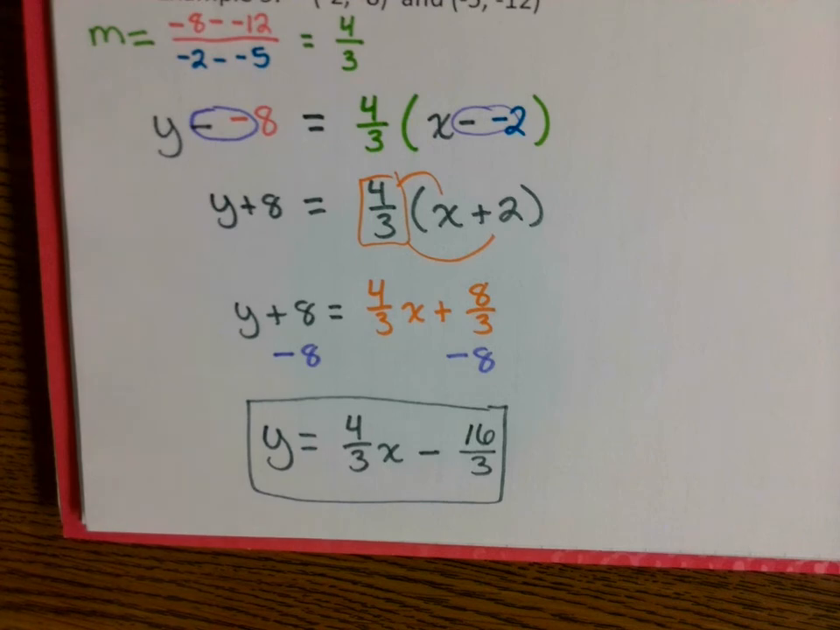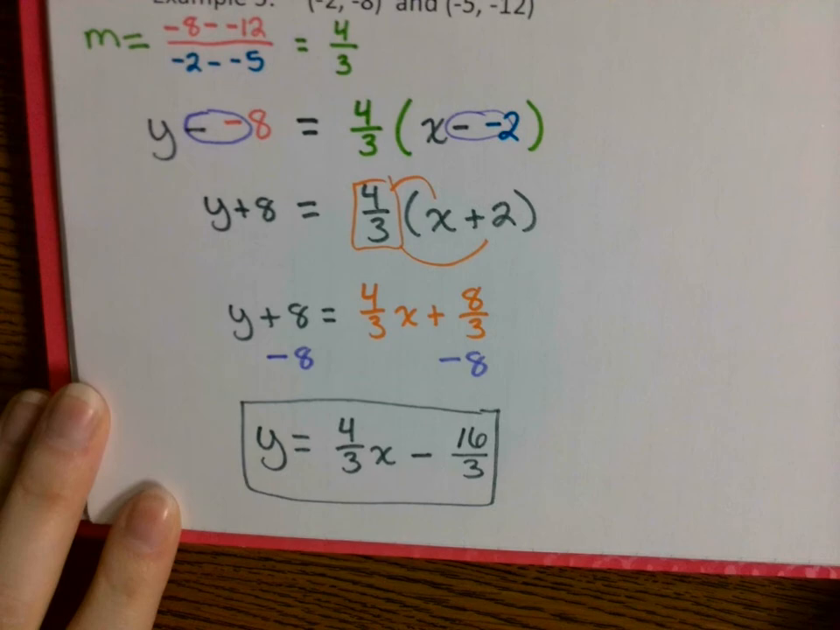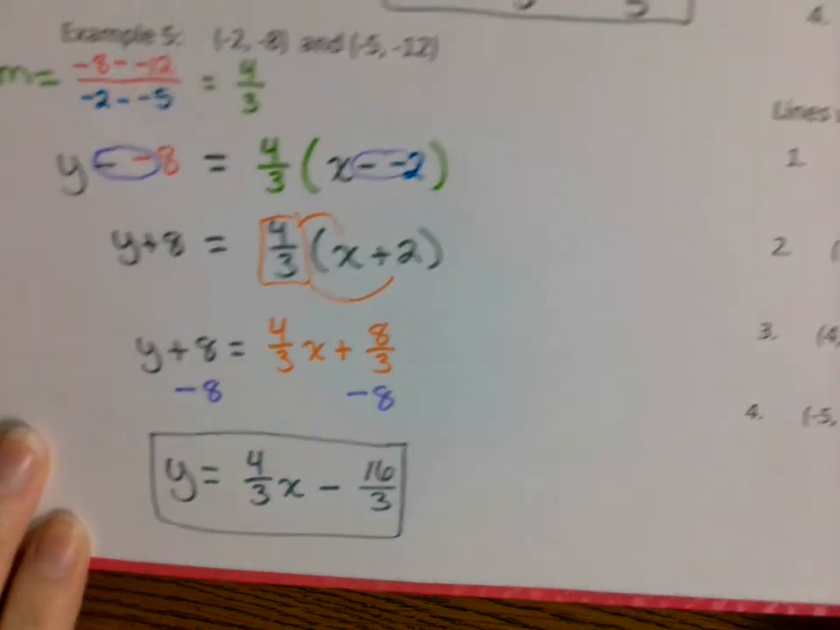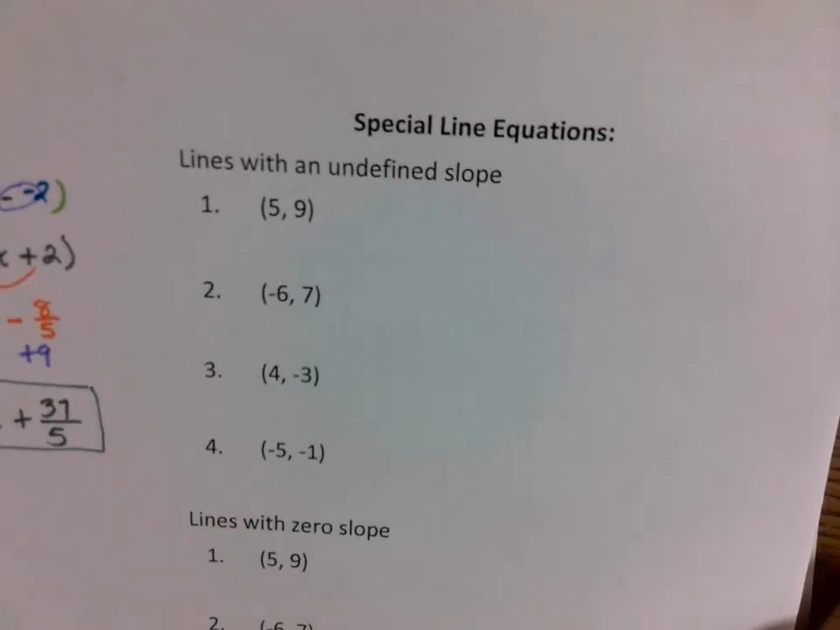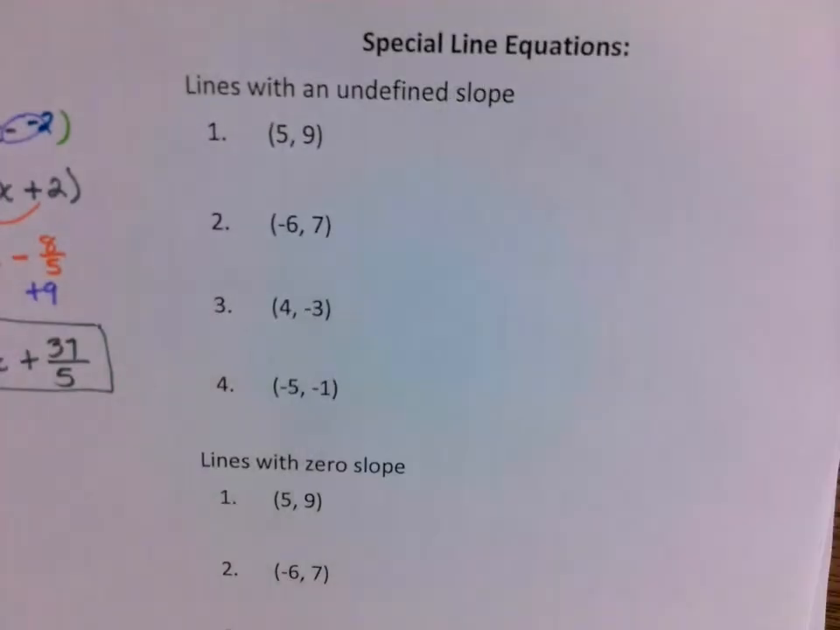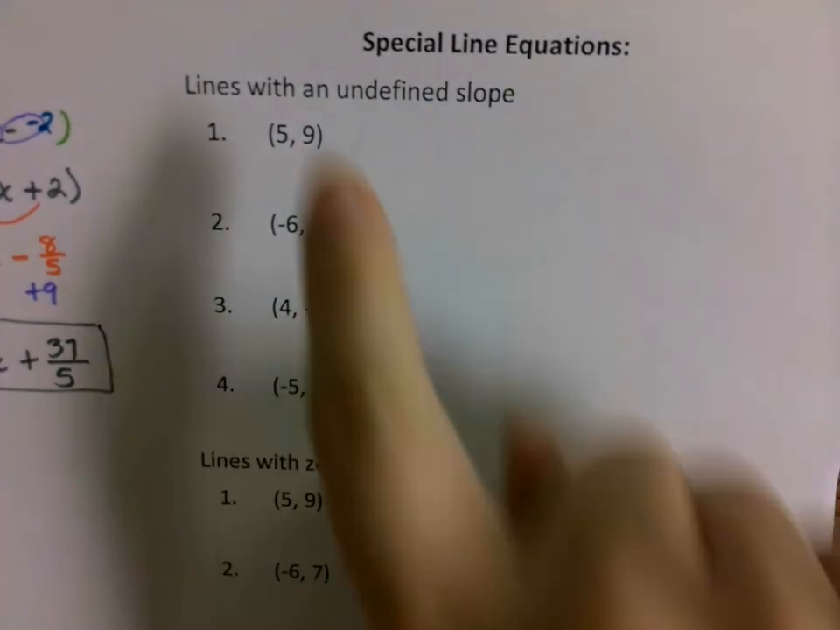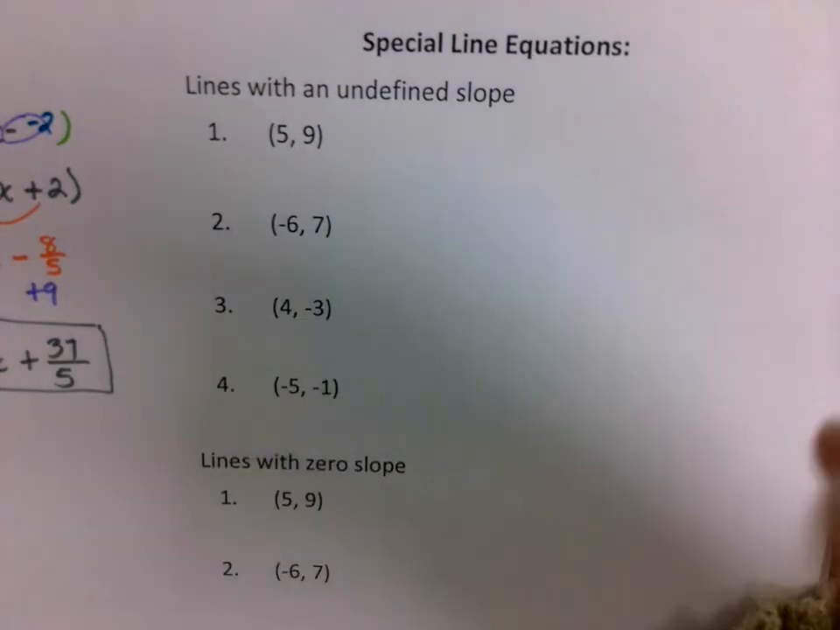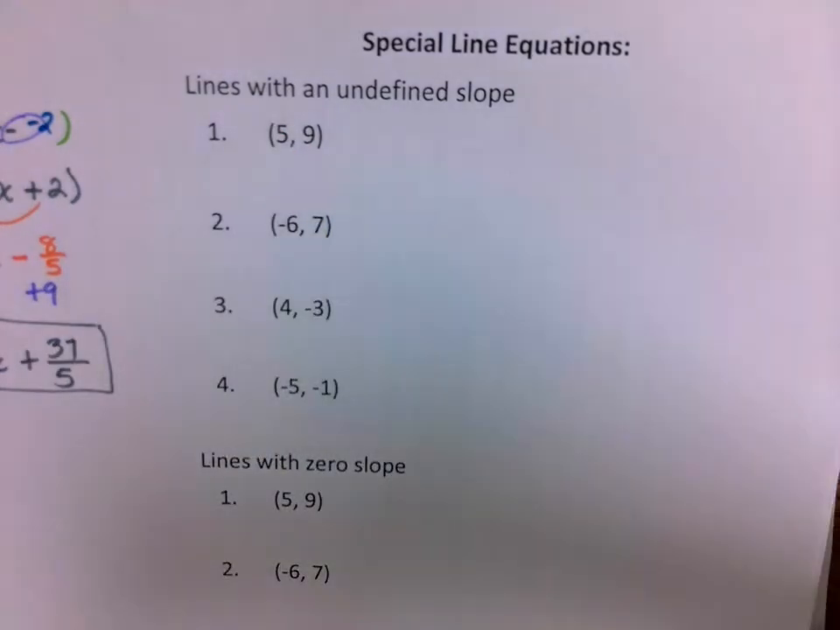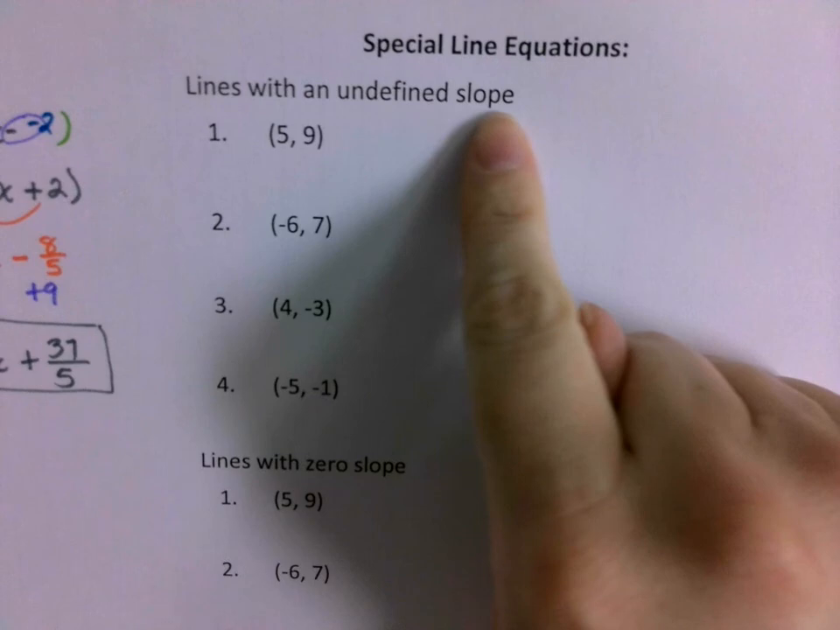Okay, we have a couple of special ones off to the side, some special lines. And I'll put this back up here in a moment. But let's take a look at some special equations. Special equations meaning that they have those very special types of slopes. So the undefined slopes and the zero slopes. Whenever you have an example where it's an undefined slope and a given point, it's very, very simple.